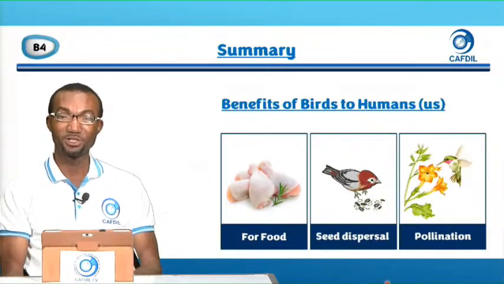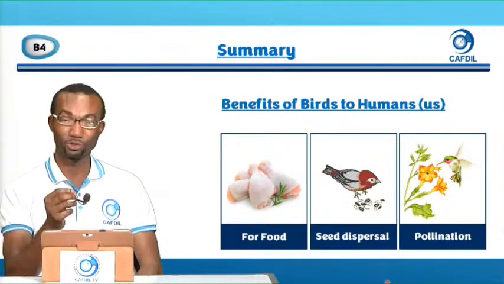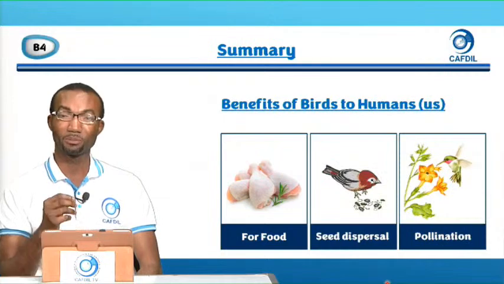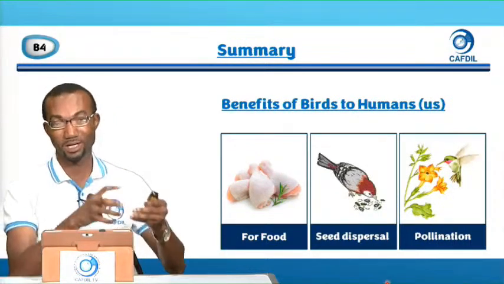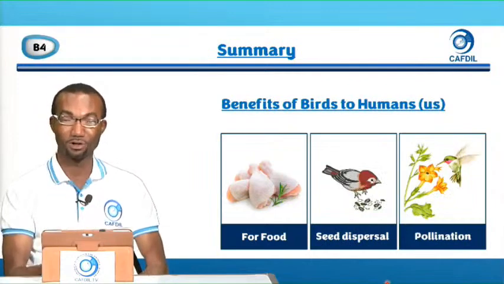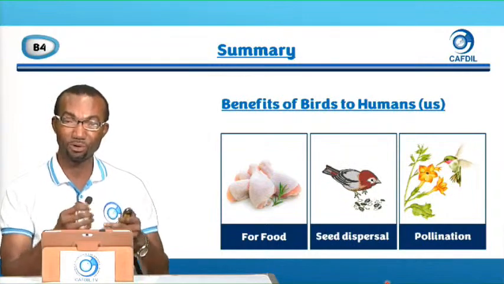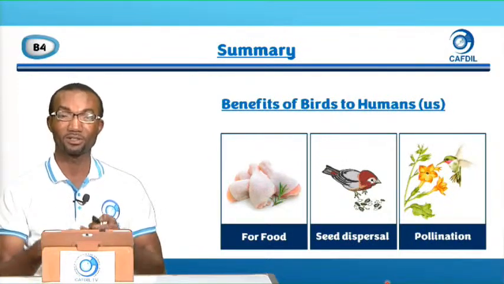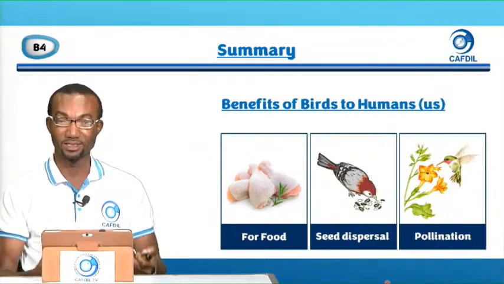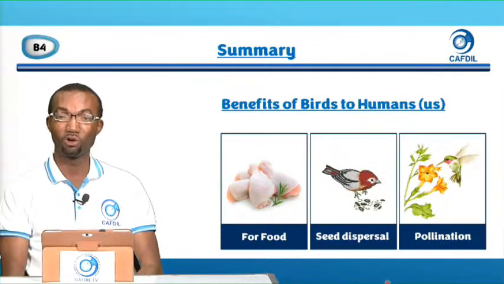One, we use their meat as food, and the food gives us the nutrient called protein. They also help us to spread seeds from one place to another through their droppings, and that gives us new plants when the seeds fall into good soil. They also help us in pollination, and pollination helps us to get fruits and seeds that will help us grow more plants.